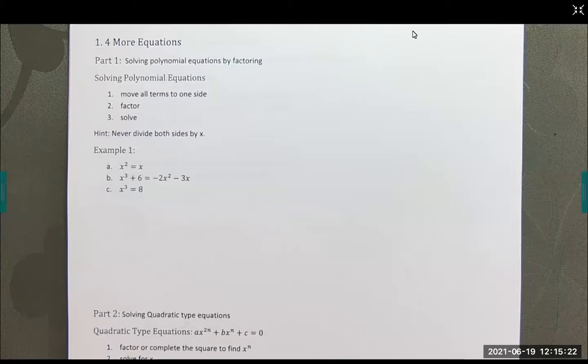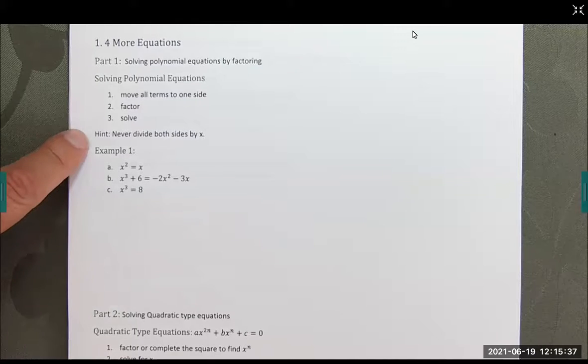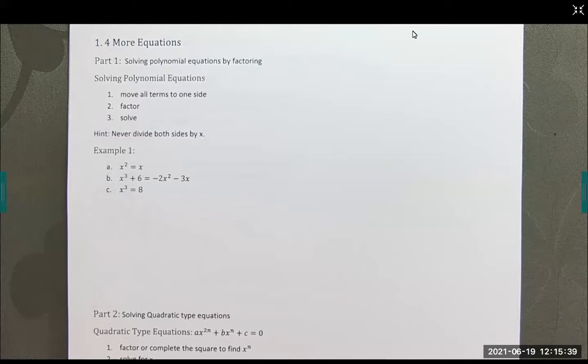If it's linear, then you just solve it. We've already done those. But if it's higher degree, meaning second degree or higher, largest exponent is 2 or larger, then move everything to one side, factor it, and solve it. And I like this hint, you're never going to divide both sides by x. The reason being, we don't know if x is 0, and we can't divide by 0, of course.